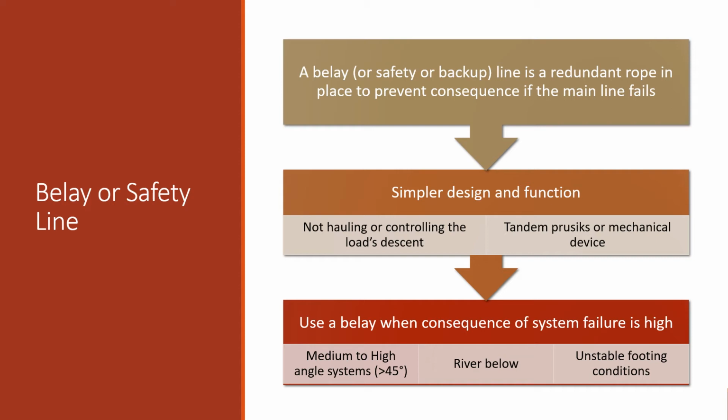So we use a belay when the consequence of the system failure is high. What does that mean? Medium to high angle systems where we're not using the rope to help get up, we're using the rope as our entire support. Any of those systems, you really do need a belay line. If you have a river below, a shark tank or some significant hazard present immediately below, consider a belay line. Same if you have unstable footing conditions. For a low angle system, if it's a real loose, not super stable slope, and if that rope goes, you're going to slide the whole way down and it's going to be nasty, use a belay line.